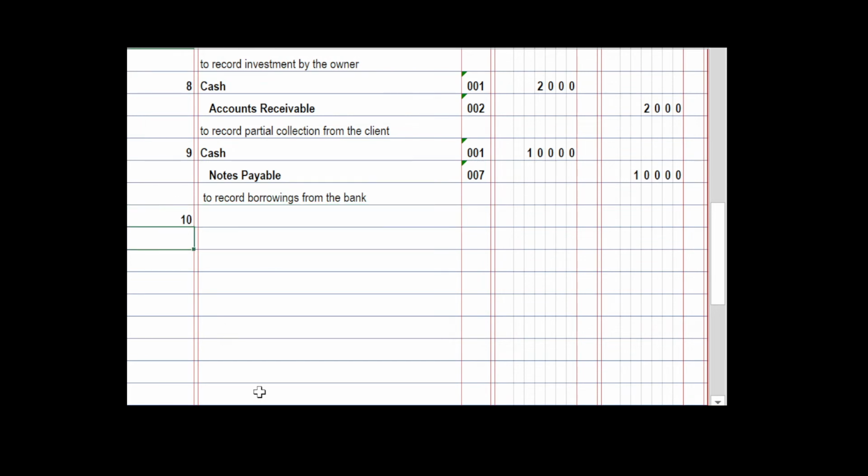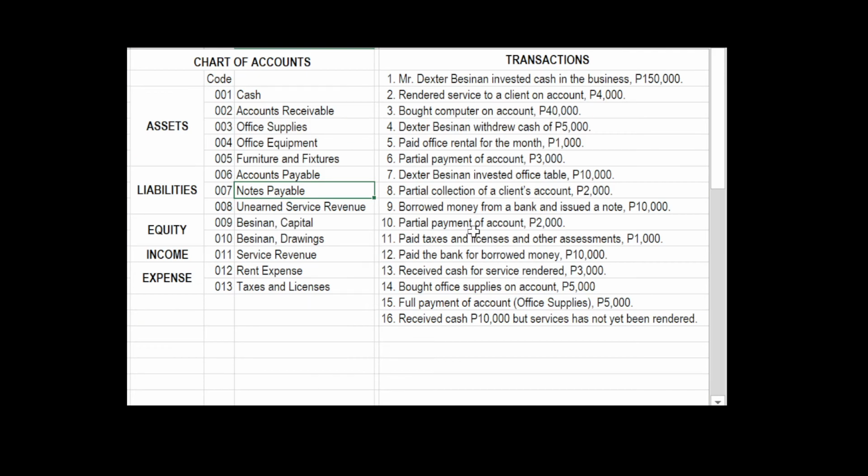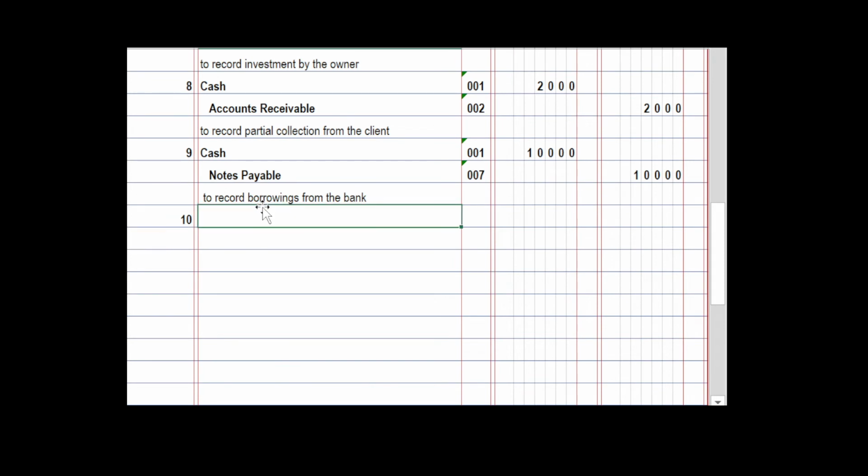Next, proceed tayo. Number 10. Partial payment of account. 2,000 ulit. So, partial payment, ibig sabihin tayo yung nagbayad ng utang. Nagbayad tayo ng 2,000. So, again, nabawasan yung utang natin, debit tayo ng accounts payable. And then, credit tayo ng cash. So, again, yung folio natin, wag kakalimutan, nagbayad tayo ng 2,000. Okay, 2,000.